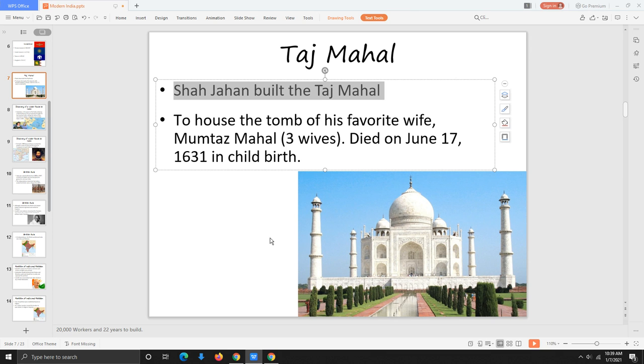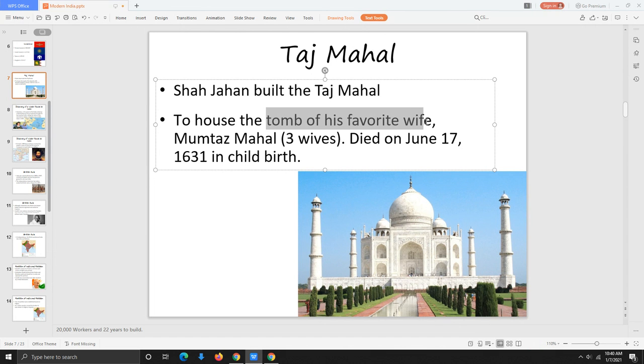Now, Shah Jahan did want two Taj Mahals. He wanted one Taj Mahal here, and then on the opposite side, he wanted a black one. But they ran out of money, so they only built the one. Why was it constructed? Well, it was constructed as a tomb for his favorite wife who had died during childbirth. Shah Jahan had three wives, but his favorite one died, so he had this built for her.